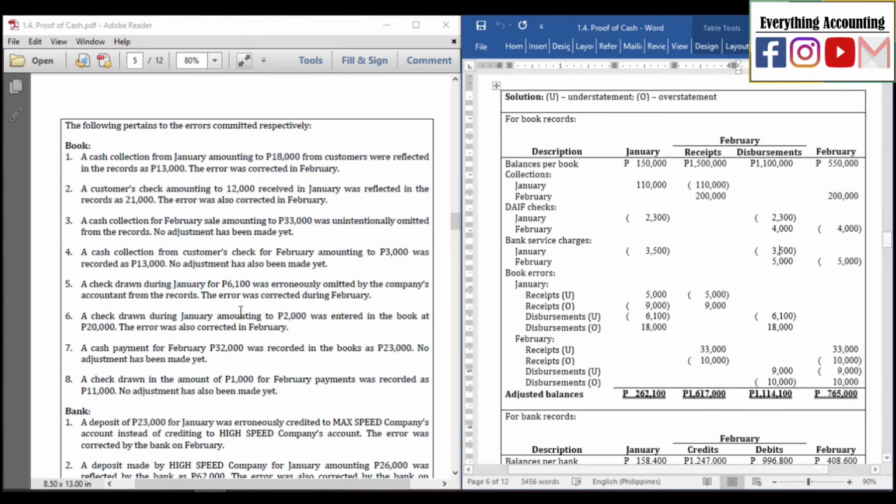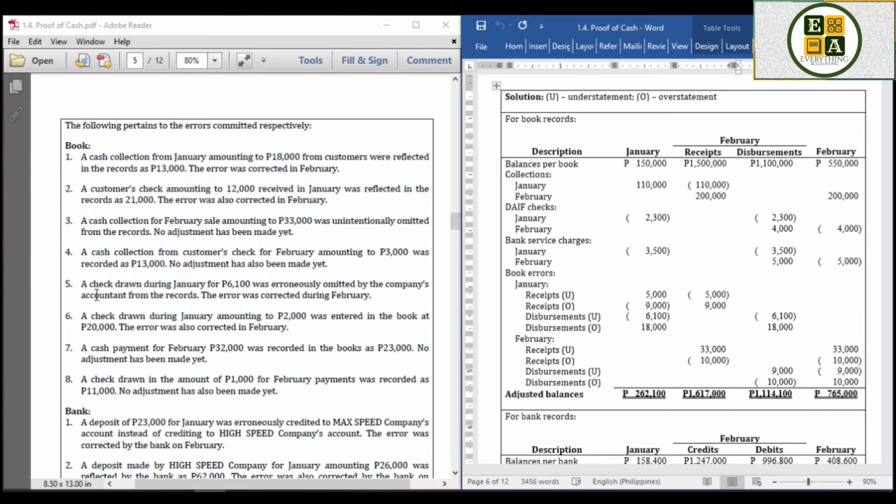Next, a cash collection from customers check for February amounting to 3,000 was recorded as 13,000. No adjustment has been made yet. So, 3,000 lang dapat yung ating collection, pero yung ating pagka-record is 13,000. So, overstated yan ng 10,000. So, yung 10,000 na yan, since pertaining sa February, overstated yung amount ng February receipts at saka yung February cash balance, deduct tayo both receipts column at saka February column. Okay? The next, okay na ako dun sa receipts for both January and February.